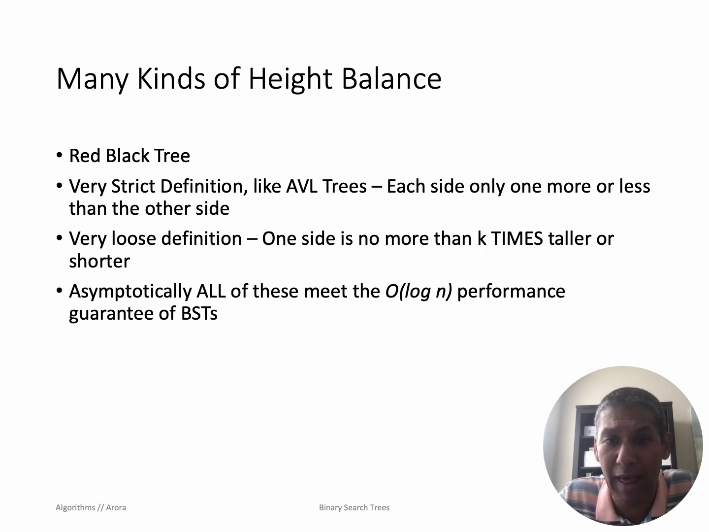There are many kinds of height balance. You could say there's a red-black tree, which has a specific implementation. You can have a very strict definition. You can have a very loose definition, like saying, okay, it's okay if one side is up to 2 times taller than the other one, or up to 10 times taller than the other one. And as crazy as it sounds, even if you say that either side can be up to 100 times taller than the other one, it sounds like that can be pretty lopsided. But as long as you maintain some constant bound on that, all of these will meet the order log n performance guarantee of the binary search trees.